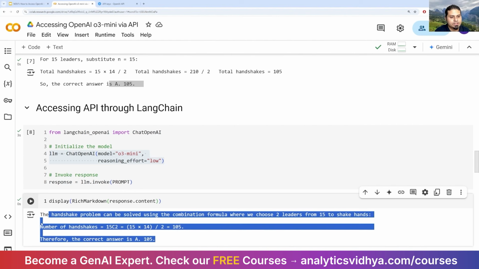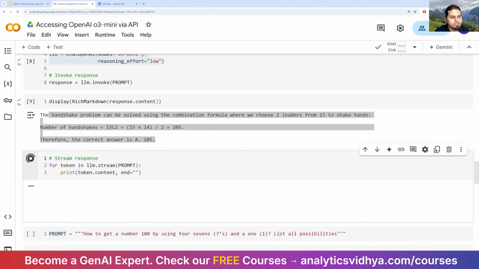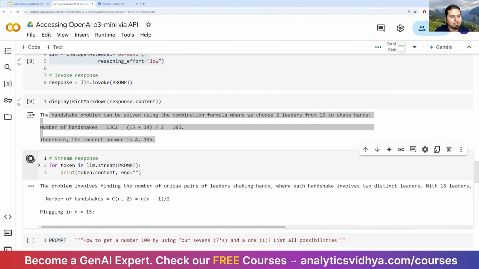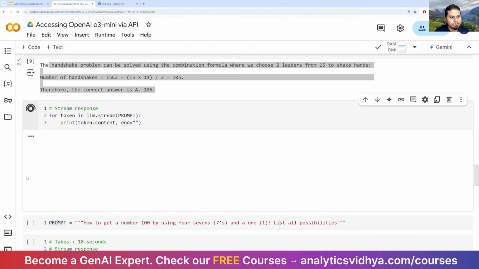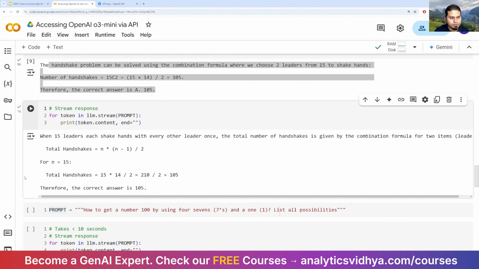So the way to do that is pretty straightforward. We just say for token in llm.stream(prompt): print(token.content, end=""). And you can see whenever you run this, it will start returning the result live. So that's a really nice way in which you can start getting the response tokens back from the model, using llm.stream with your prompt and start printing out those tokens.